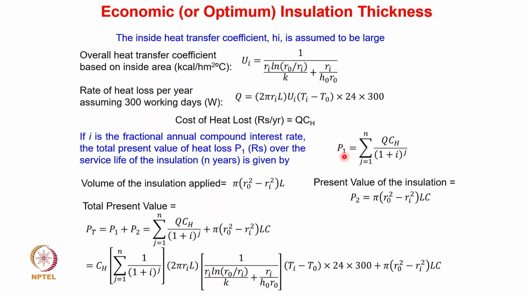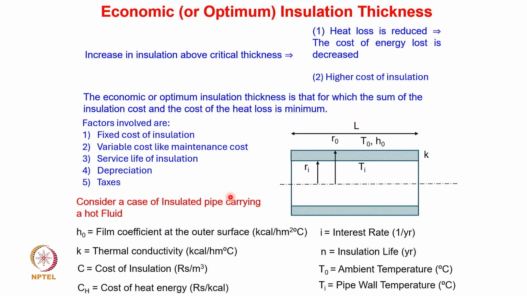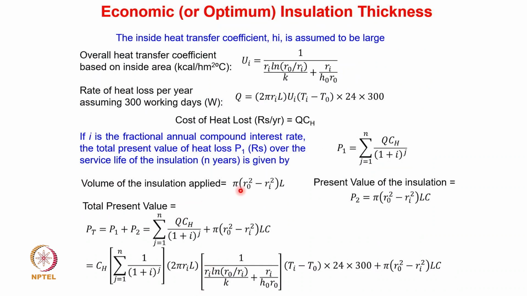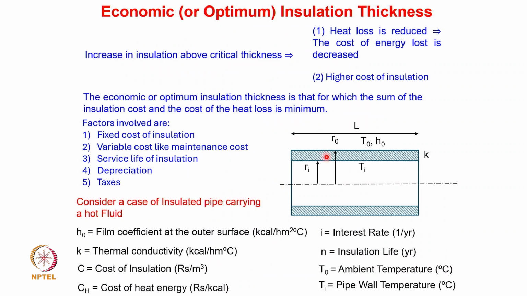Now similar to this cost of the heat loss, there is a cost associated with the insulation. The cost of the insulation is given per meter cube, so we have to calculate the volume of the insulation required. The volume of the insulation required will be pi R naught square minus Ri square, because in this case the insulation will be this, and we are taking the negligible thickness of the pipe wall.